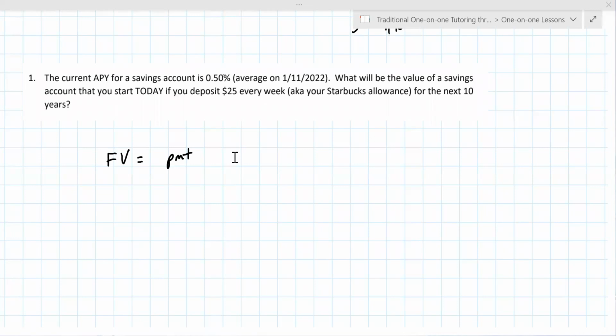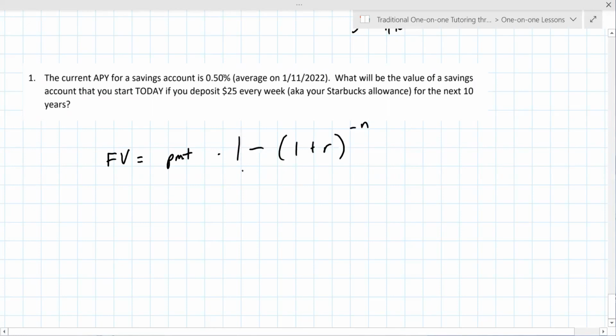Okay, so it's the payment times 1 minus 1 plus r to the minus n, over r. So r is your interest rate divided by the number of compounding periods. In this case, your r truly is the 0.5%, it's 0.005, because your number of compounding periods is once per year, I guess.